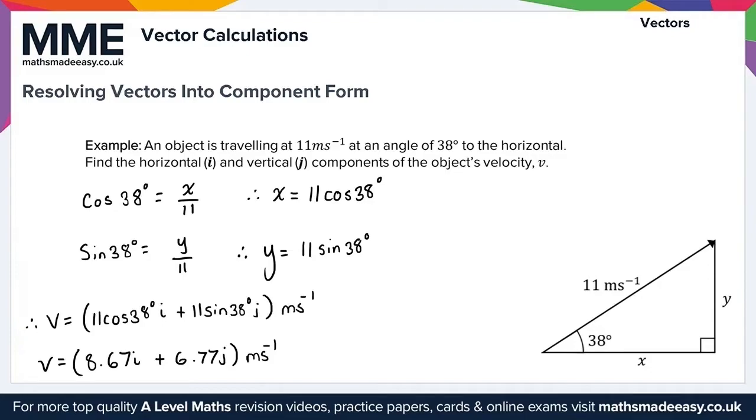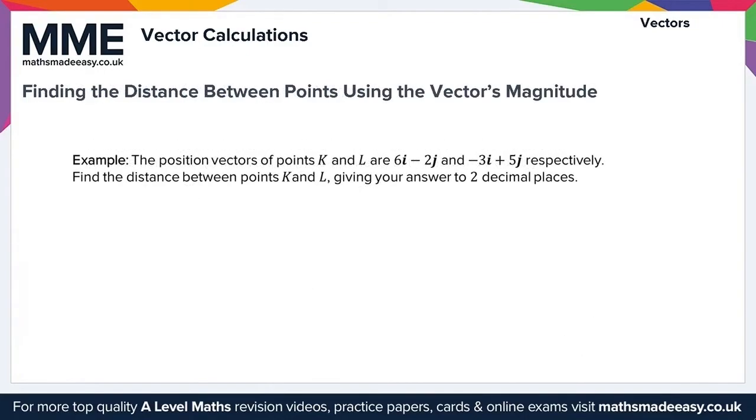Let's move on now to take a look at finding the distance between points using the vector's magnitude. Now when you're calculating the distance between 2 points, this is usually fairly straightforward. All you need to do is find the vector between them and then calculate its magnitude using Pythagoras' theorem.